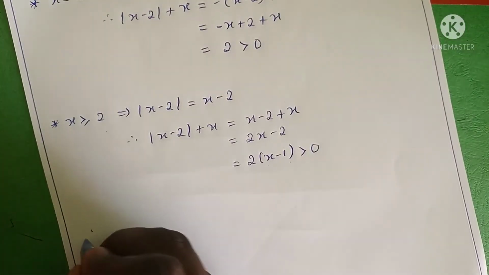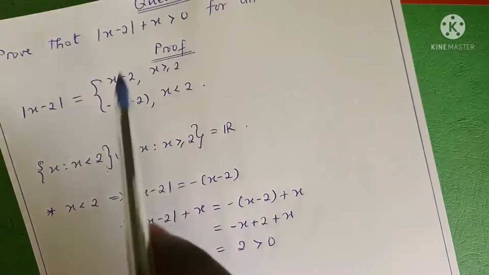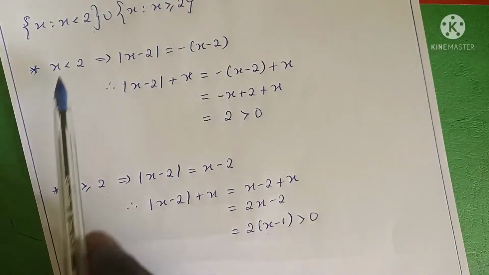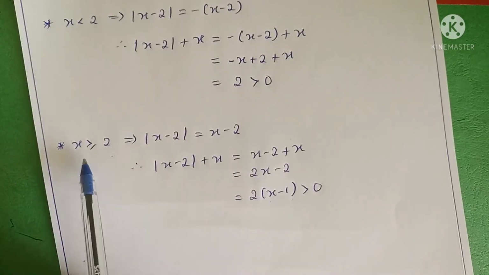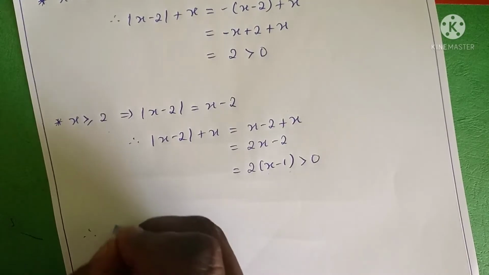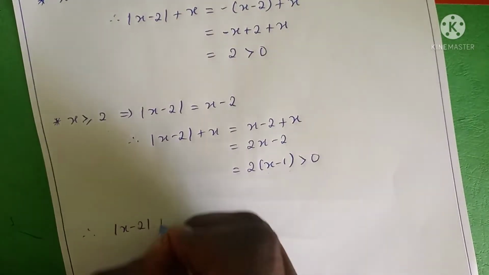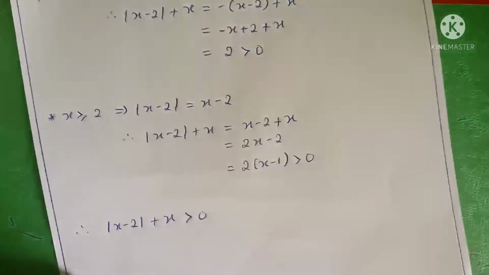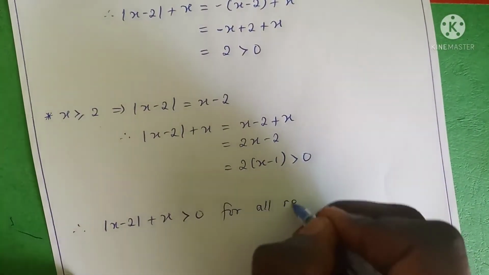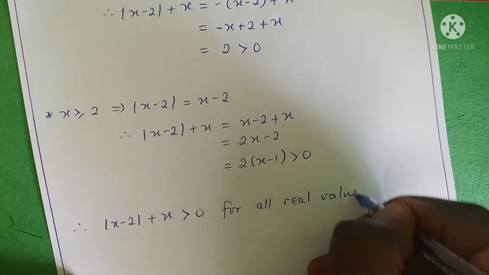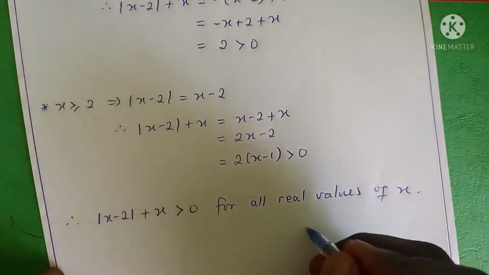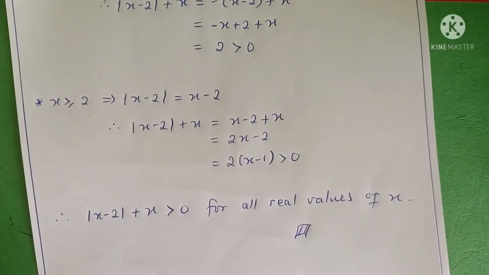Therefore, we are saying that this expression is always greater than 0 for all values of x that are less than 2 and for all values of x that are greater than or equal to 2. Therefore, we're going to conclude that the expression absolute value of x minus 2 plus x is always greater than 0 for all real values of x. That is what we are supposed to prove. So this is the end of the first proof. We take the second method.